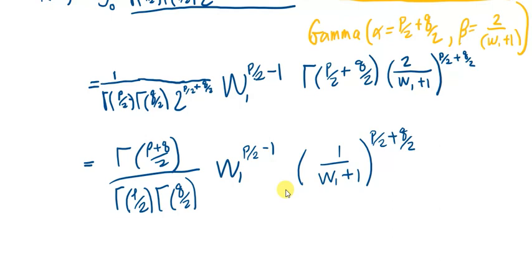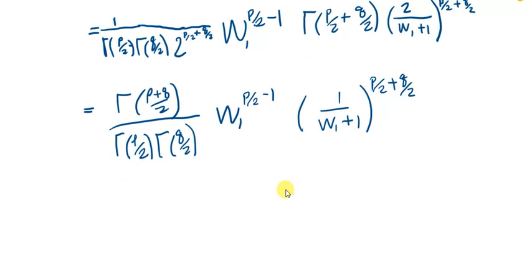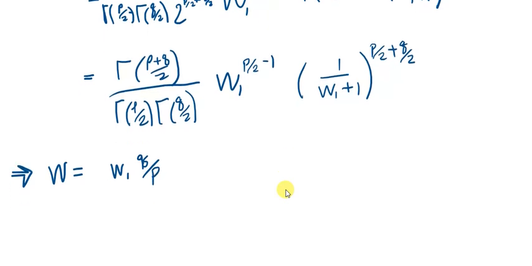Now we aren't quite done. We didn't solve the whole thing. Now we're going to do another transformation. We're going to call W equal to W1 times q over p, which is going to be the actual F distribution that we're looking for.